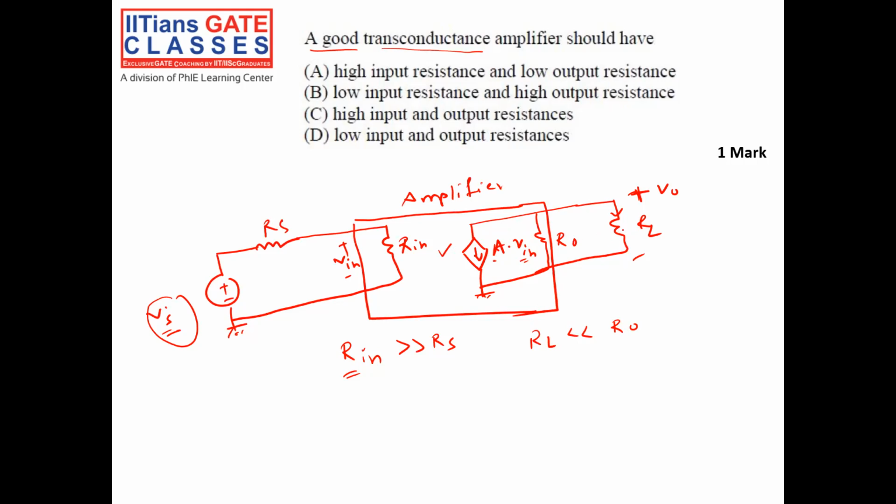If my load resistance is very high, then what will happen? Some of the current will go through my output resistance, which will be dissipated. So I want all of the output current to go to the load. At that time, my load resistance should be very small compared to the output resistance, so my output resistance also should be very high. So high input resistance and high output resistance. Here it is given high input resistance and output resistance, so I answer C, since high input resistance takes the whole source voltage to the input, and high output resistance delivers all the generated current A times V in to the load.